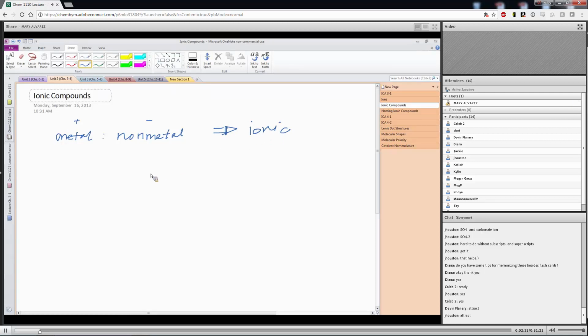So for example, sodium is a metal, chlorine is a nonmetal. When I make a compound between sodium and chlorine, if you can recognize that's a metal, that's a nonmetal, then you can say with confidence, I'm pretty sure that's an ionic compound. You guys with me here?